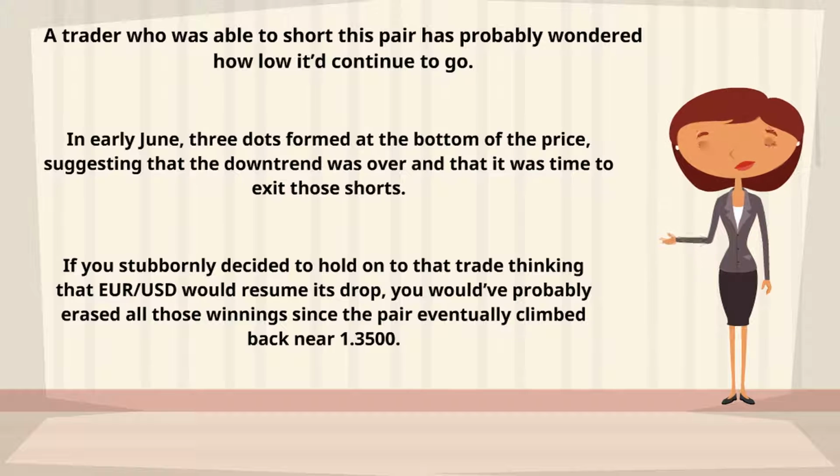In early June, 3 dots formed at the bottom of the price, suggesting that the downtrend was over and that it was time to exit those shorts. If you stubbornly decided to hold on to that trade thinking that Euro USD would resume its drop, you would have probably erased all those winnings since the pair eventually climbed back near 1.3500.